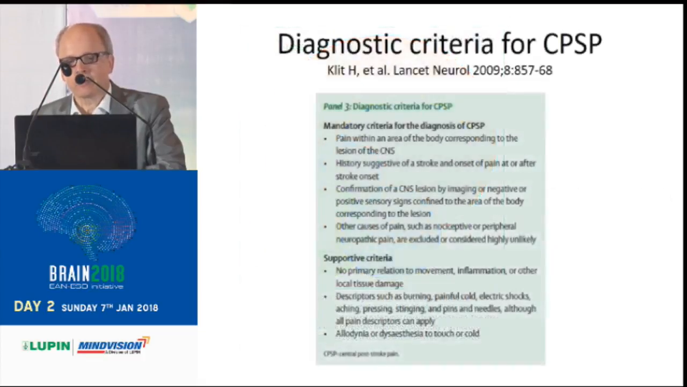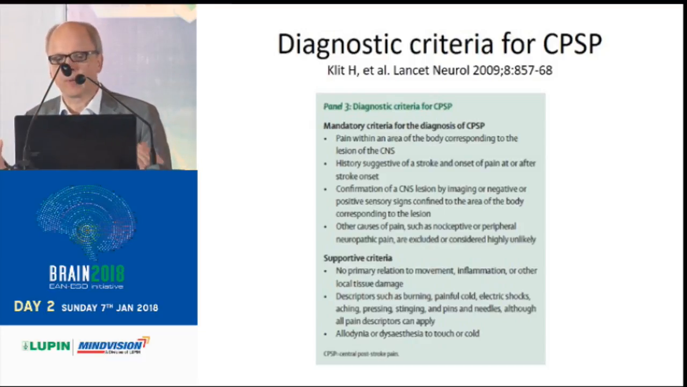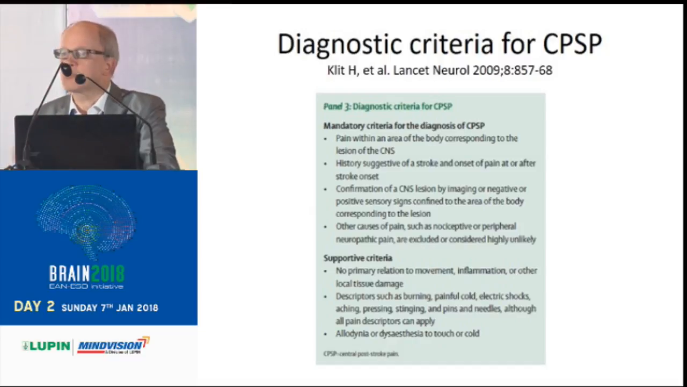So the mandatory criteria for the diagnosis of central post-stroke pain include first, that the pain has to be neuroanatomically logical. So the pain location has to be within an area of the body which corresponds to the lesion of the central nervous system where the stroke is located. It has to be neuroanatomically logical. And then the history of the patient has to suggest a stroke, and onset of pain has to be after stroke onset, not before, of course. And then we have to confirm that there has been a central nervous system lesion by imaging, or if there are negative or positive sensory signs which are confined to the area of the body which corresponds to the lesion. And then we have to exclude other possible causes such as nociceptive pain or peripheral neuropathic pain. So these are the mandatory criteria by which we can diagnose central post-stroke pain.